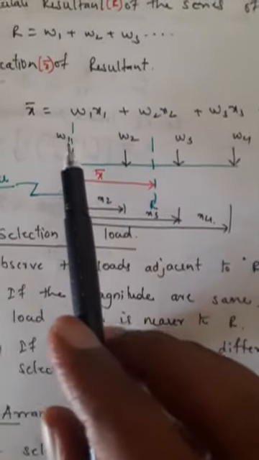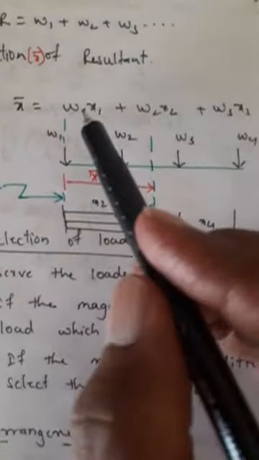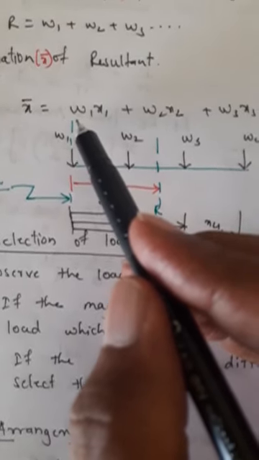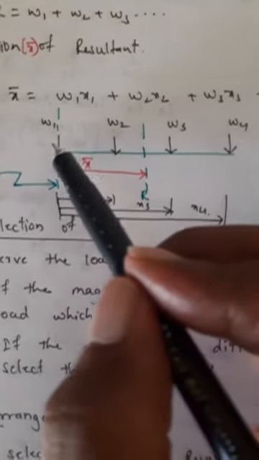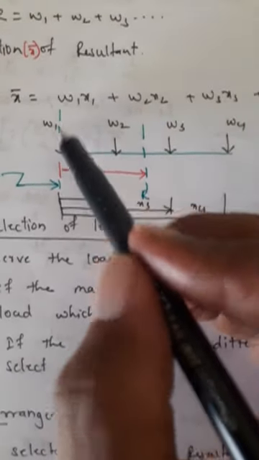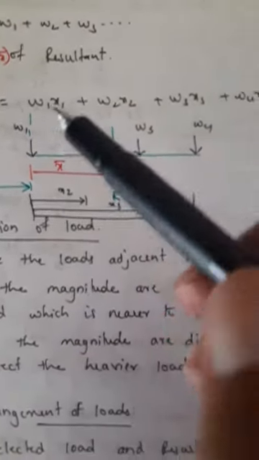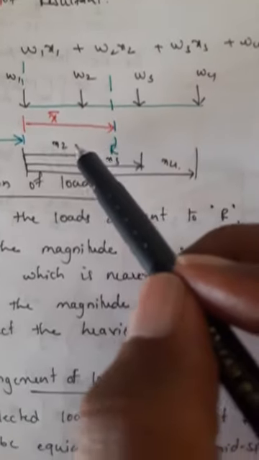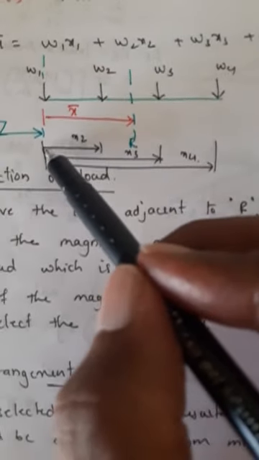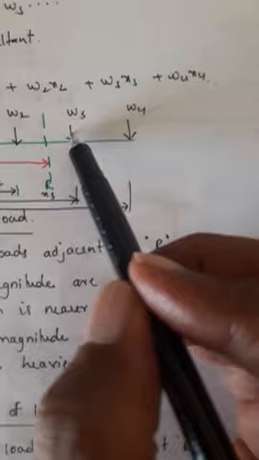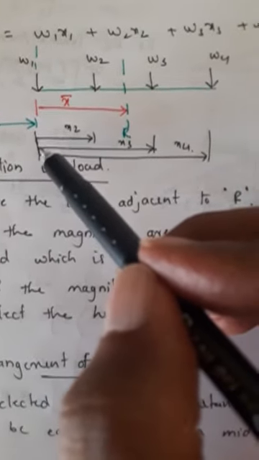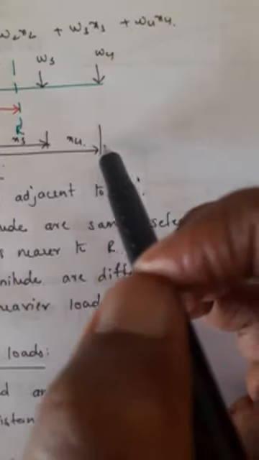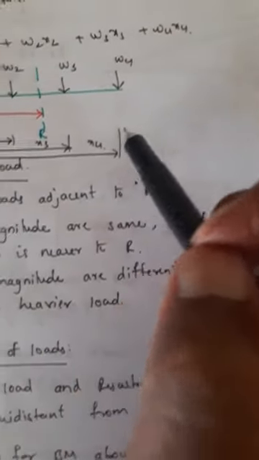I will write the distances. Before writing the distances, let me consider reference plane. So this line is the reference line. So I am going to calculate X bar with respect to this reference line. For this load W2, let that distance be X2 from this point. For W3, let that distance be X3 from this reference line. Similarly, X4 for this reference line.